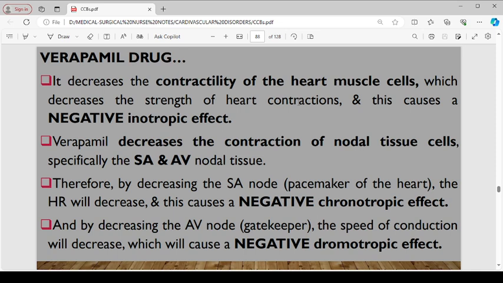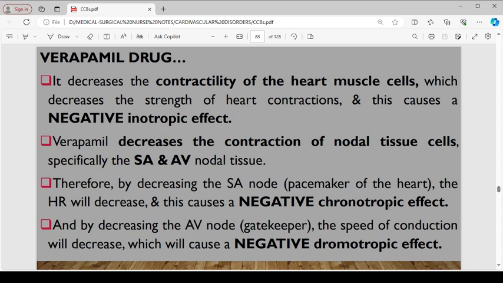Verapamil also decreases the contraction of the nodal tissues, specifically the sinoatrial node and the AV node. As you know, these are the ones that normally control the heart rate, especially the SA node, which is the pacemaker, right? So when this is decreased, it is going to lead to a corresponding decrease in the heart rate. And this is what is referred to as the negative chronotropic effect.